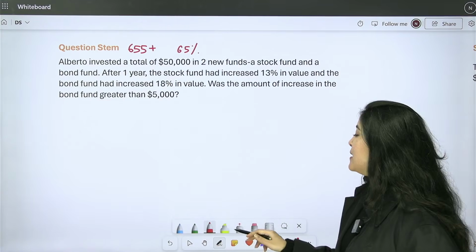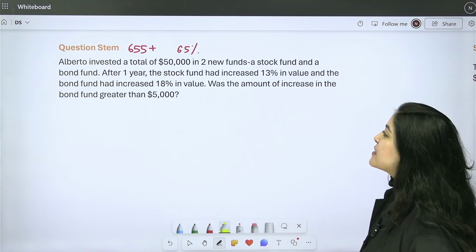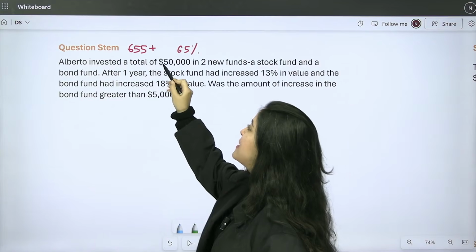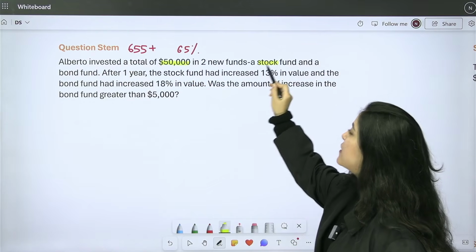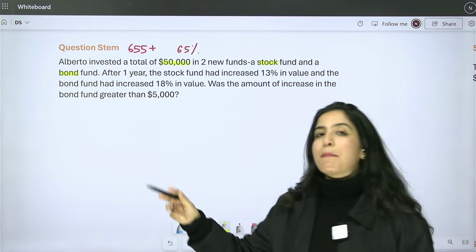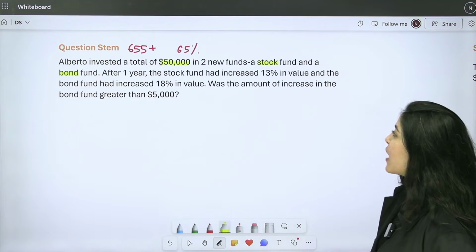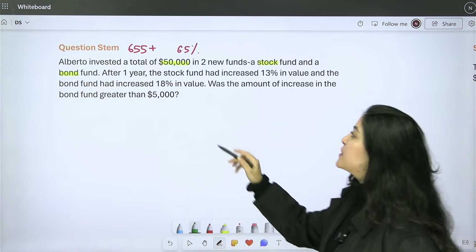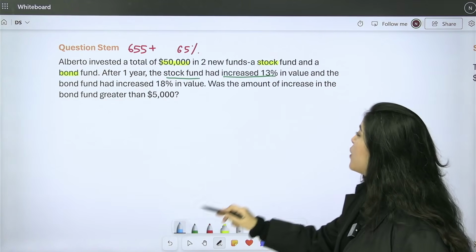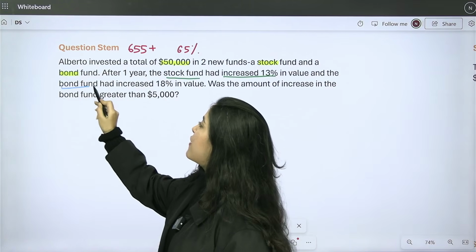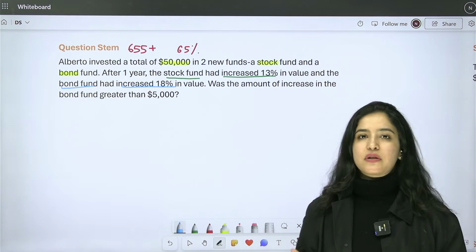Let's do that here. We'll start reading the question stem completely, a complete evaluation of this first. This is talking about Alberto, who invested a total of 50,000 in two new funds. There's a stock fund and a bond fund, and combined in these two funds he put $50,000. Then it tells you after 1 year what happened to these investments. The stock fund increased 13% in value, while the other one, the bond fund, increased 18% in value. So different percentage increases for the different funds.